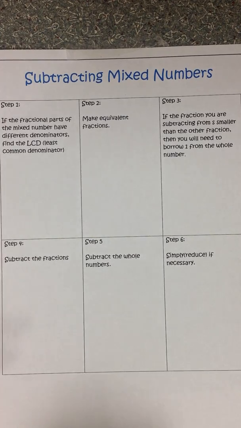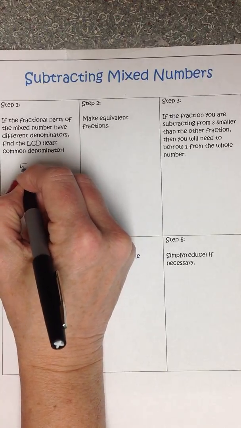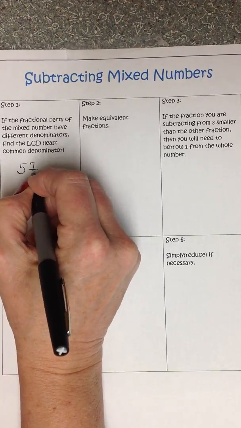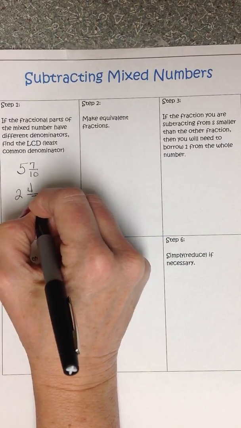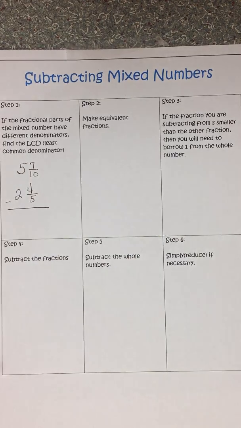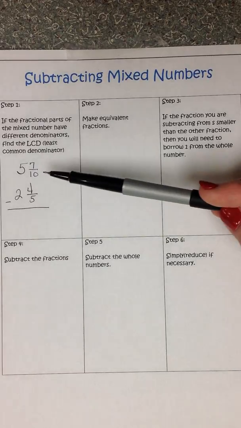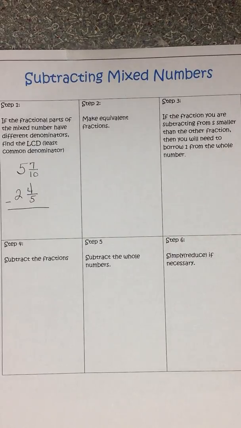All right, I'm going to start off by writing a couple of mixed numbers. Let's just say that I have 5 7/10 and I want to take away 2 4/5 from that. I started just the way we started everything in the last few days. I need to first of all check to make sure that my denominators are the same. And in this case, I have a denominator that's a 10 and a denominator that's a 5. So I know I have to get those to be the same in order to add or subtract these.